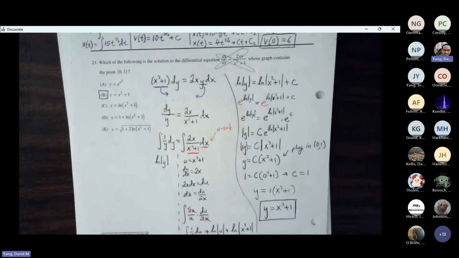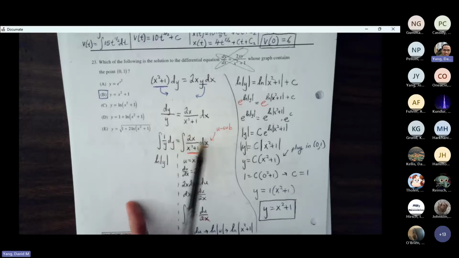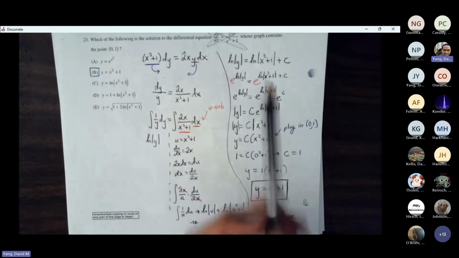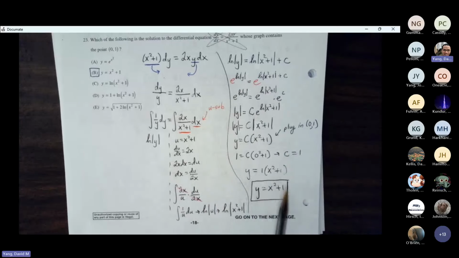23, we've done a lot of these differential equations. Cross multiply, separate the variables, natural log on this side, use substitution on this side, and then once we find our antiderivative, solve for y, solve for c, and then find your specific equation.